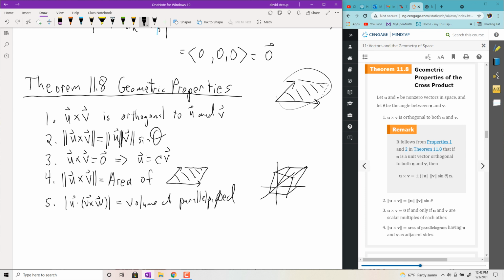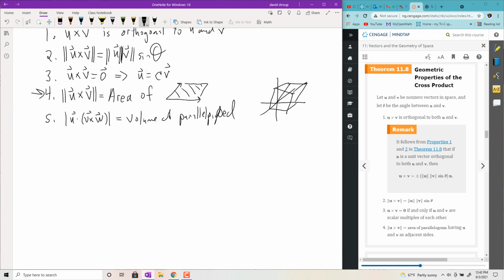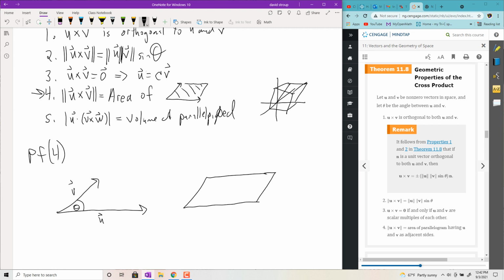Let's prove the fourth one, which turns out to be kind of important later on. So, proof of 4. We could get away with this using a bit of trig. So here is vector u on the bottom, and then vector v right here. There's some angle between them, and we want to know the area of this parallelogram. The area of a parallelogram, if you didn't know, is just base times height. So we basically need this dimension right here, and we need this dimension right here, because the area is going to be equal to base times height.